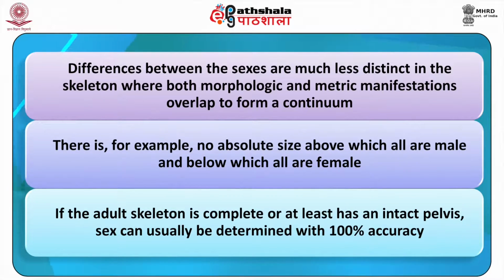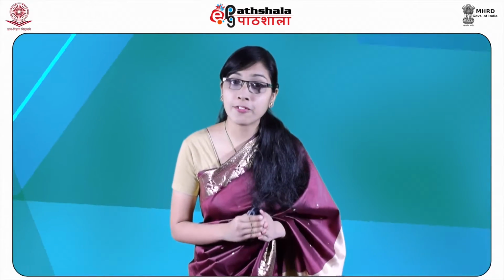Differences between the sexes are much less distinct in the skeleton, where both the morphologic and the metric manifestations overlap to form a continuum. There is, for example, no absolute size above which all are male and below which all are female. Again, if the adult skeleton is complete or at least has an intact pelvis, sex can usually be determined with 100% accuracy. Primary sexual characteristics, for example the external genitalia, are present in the soft tissue even before birth. But no such definitive marker has yet been observed in the skeleton.